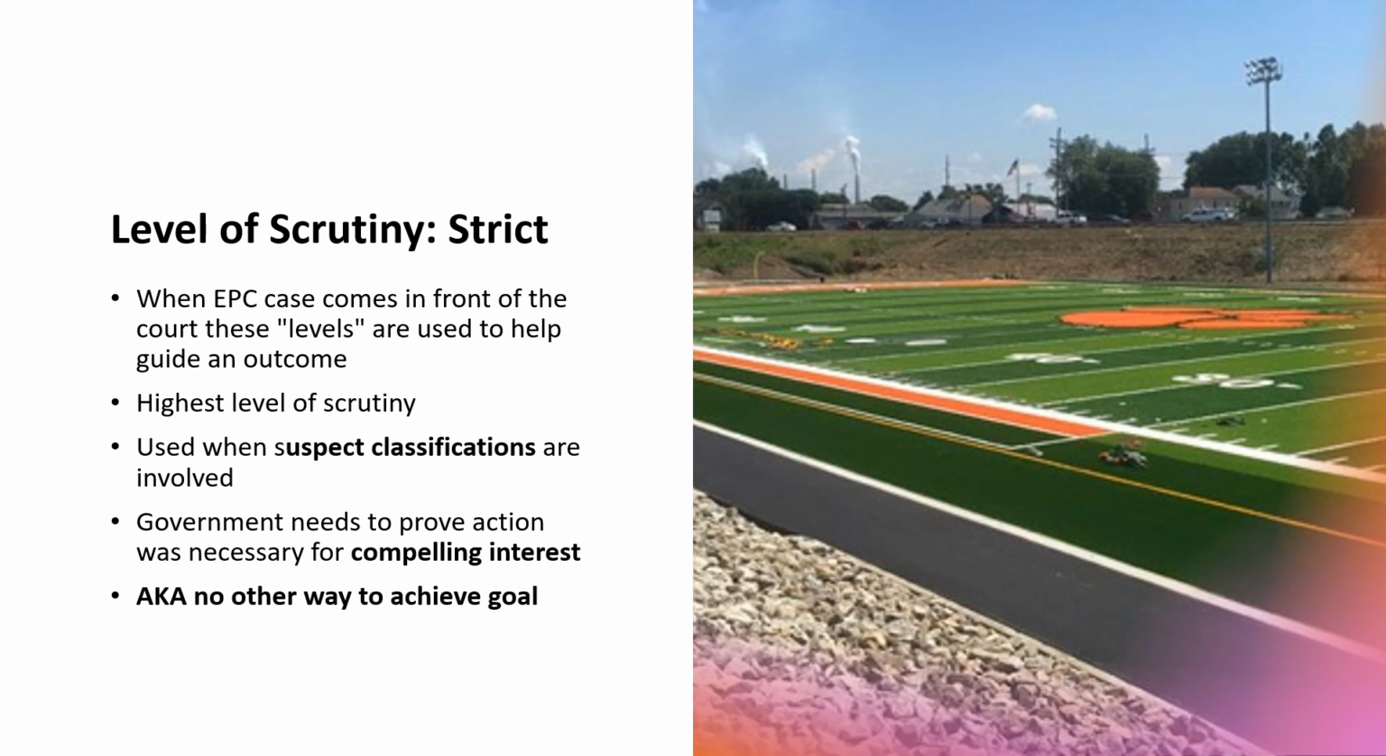In a case like this, the government needs to prove their action, their law, their rule, or whatever was necessary for a compelling interest. So whatever the government did, they need to show that there was no other way that they could achieve the goal without this thing that they did.